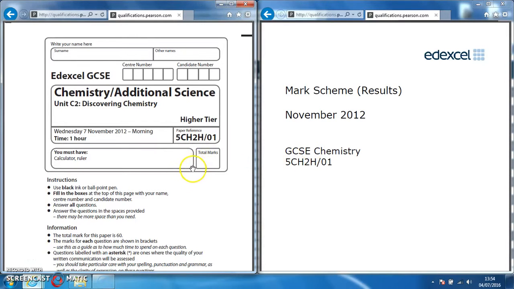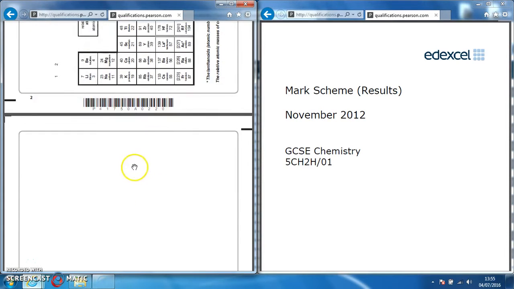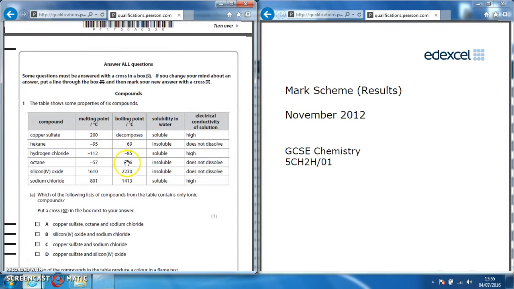So this is the additional science chemistry unit 2 higher tier from November 2012. It was used this year, 2016, for the mocks for the year 10s. This is why you're interested in it.